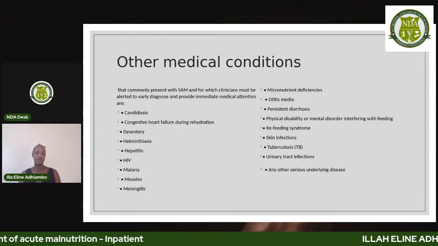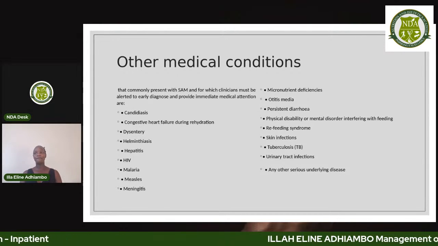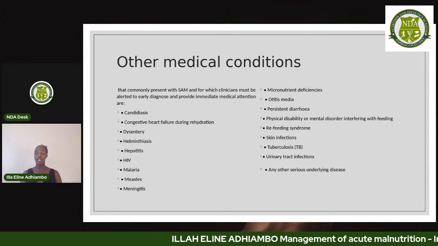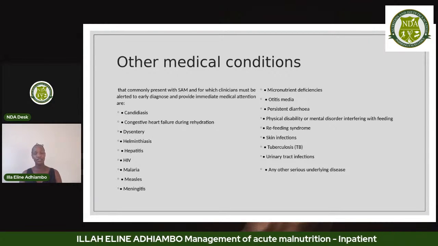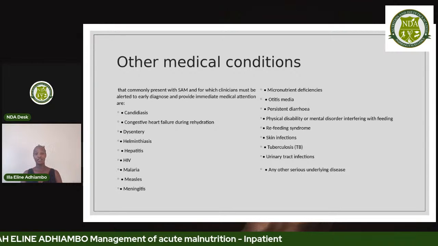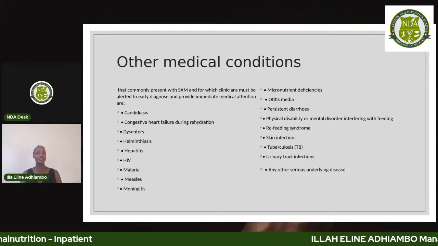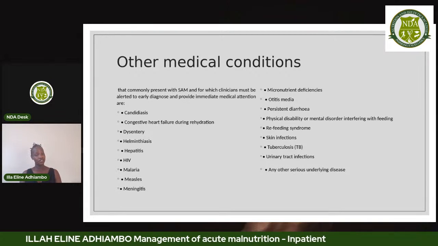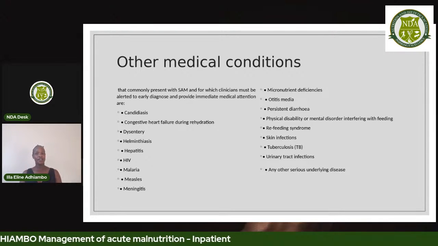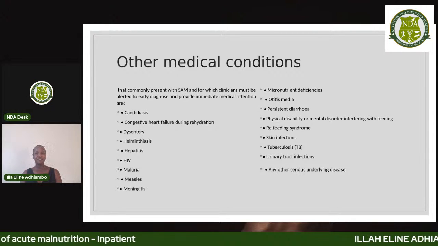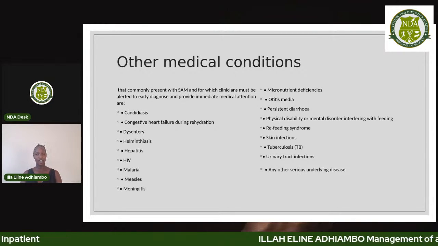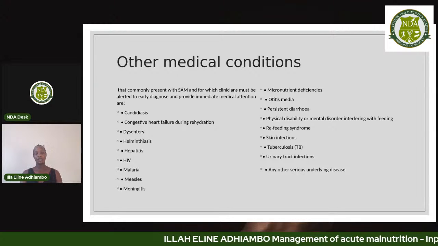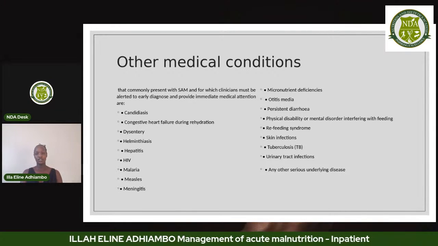So the other medical conditions that present with severe acute malnutrition are candidiasis, congestive heart failure, and dehydration. You look at dysentery, helminths, hepatitis, HIV, malaria, measles, meningitis, micronutrient deficiencies, persistent diarrhea, physical disabilities, skin infections, tuberculosis, and UTI. I skipped refeeding syndrome because you're going to look at it as we continue.